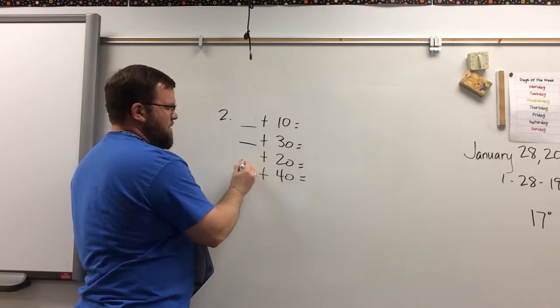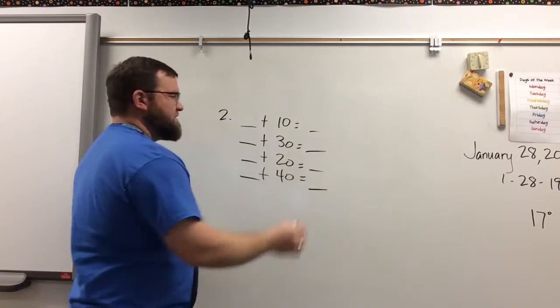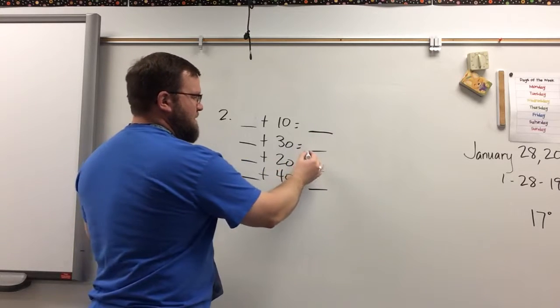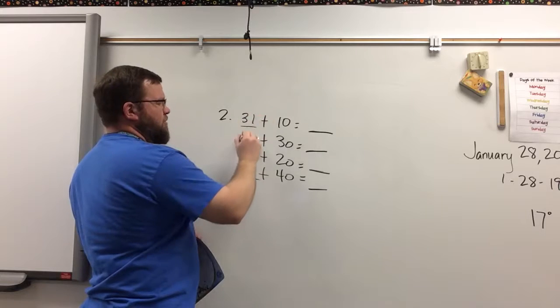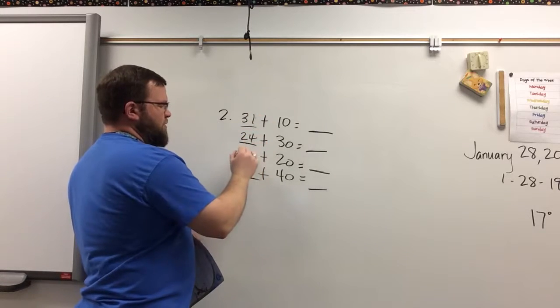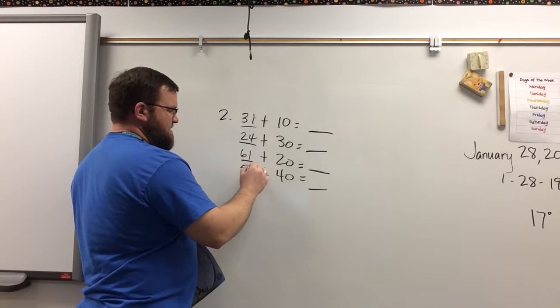Blank, blank, blank, blank. Blank, blank, blank, blank. This time we're going to change it up a little bit. Okay? I'm not going to put the same number. We're going to put 31. We're going to put 24. We're going to put 61. And then we're going to put 57.